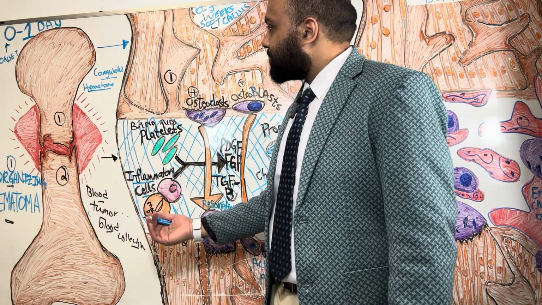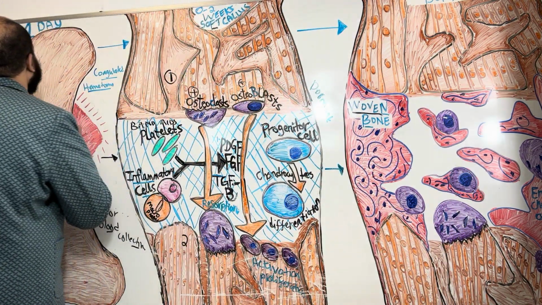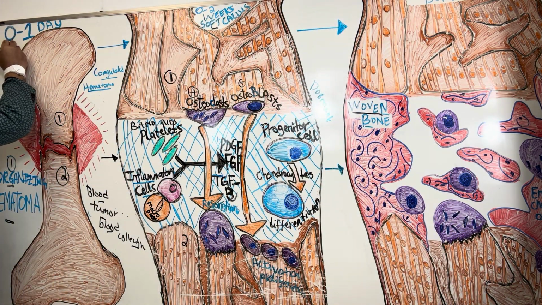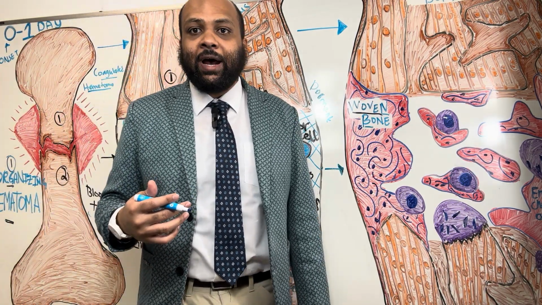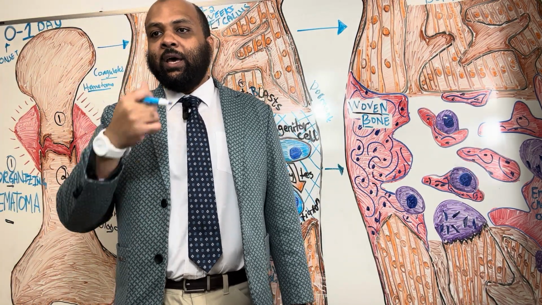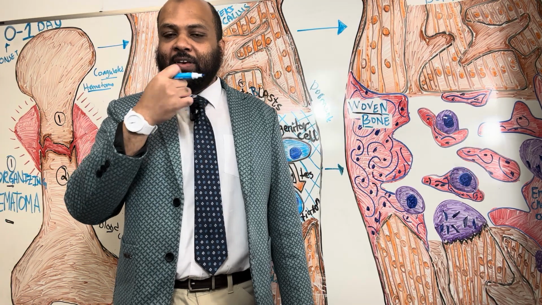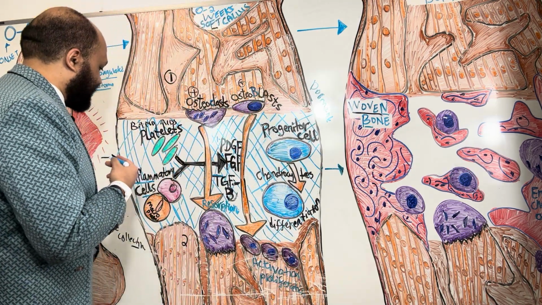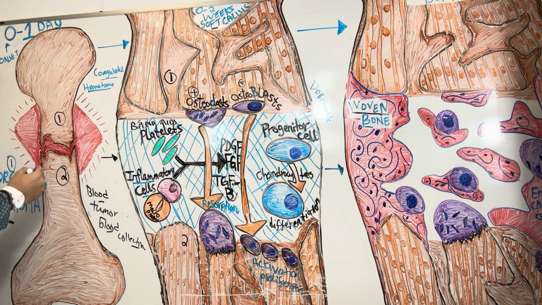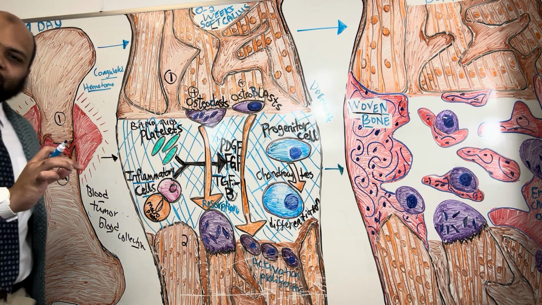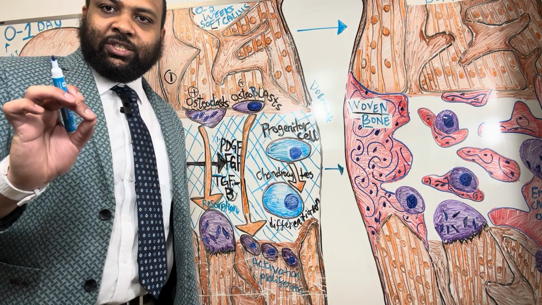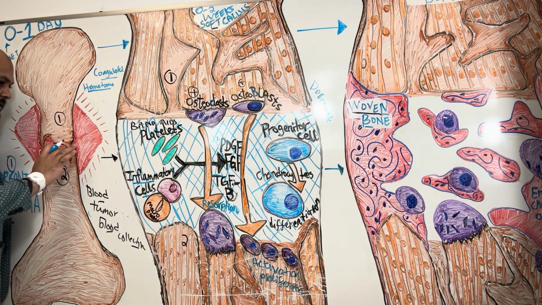The next step, and this is very important to get the time in perspective: from the onset of the breakage and the fracture to about 24 hours after that, we have this first stage known as the organizing hematoma. Here, one is the first part of the broken bone, two is the second part, and the gap between them in the first stage was full of blood during the organizing hematoma.